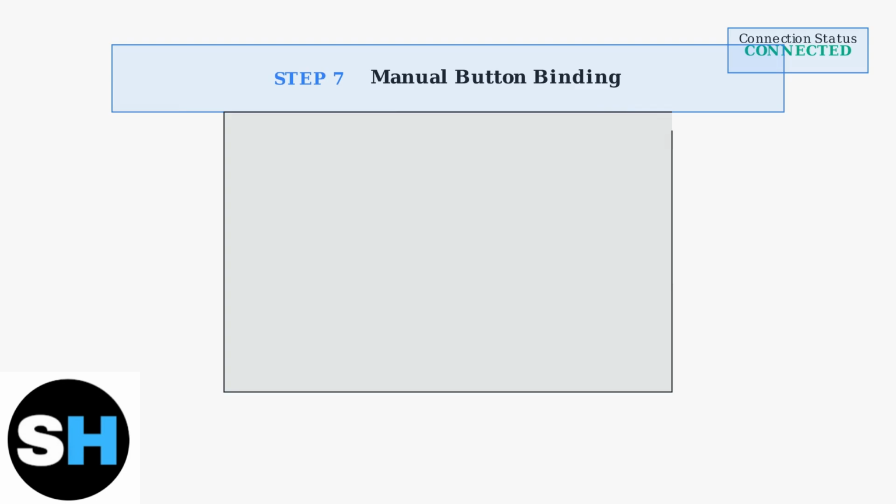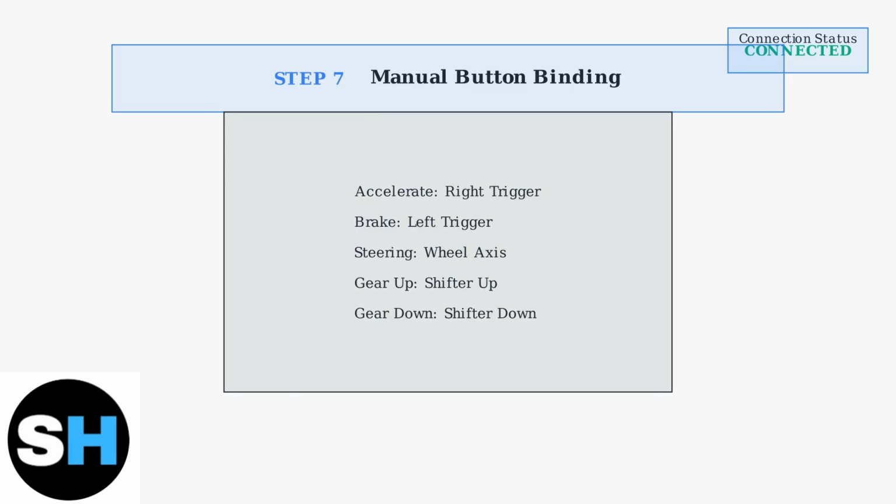Finally, manually bind all buttons, pedals, and shifter controls in your game settings. This ensures proper input recognition and optimal performance with your PXN V9 racing wheel. Following these troubleshooting steps systematically will resolve most PXN V9 connection and functionality issues with your PS4. Remember to test each fix before moving to the next step.